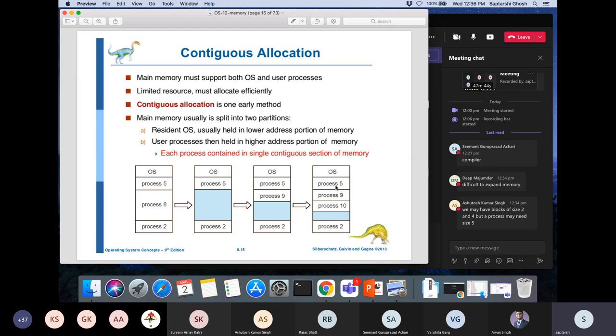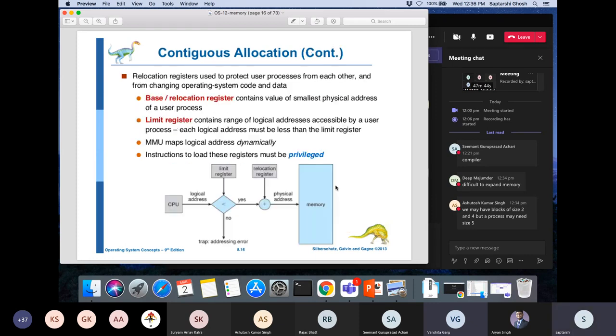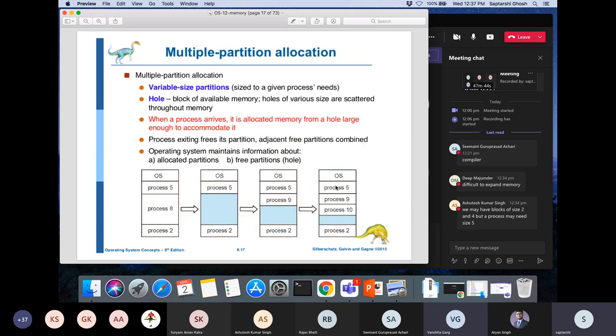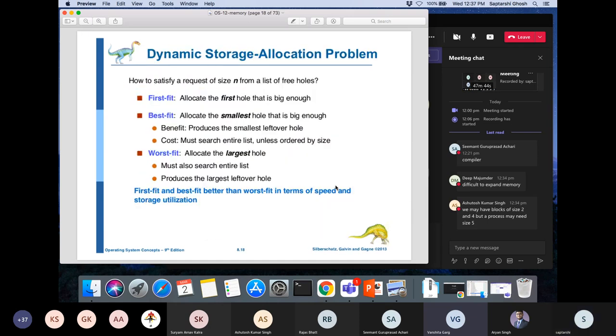So this is a simple procedure where you are allocating every process a contiguous chunk, but it has these problems. It may lead to wastage of memory because there is enough memory to fit a process, but you are not able to do that. Second, it's very difficult to expand memory. Okay, so good answers.